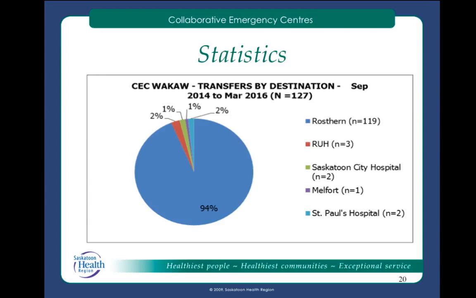And out of these total patients that we're transferring, as you can see, we've only sent 3 to Rostron, 2 to City Hospital in Saskatoon, 1 to St. Paul's Hospital, and that 1 to Melfort actually went on their own.